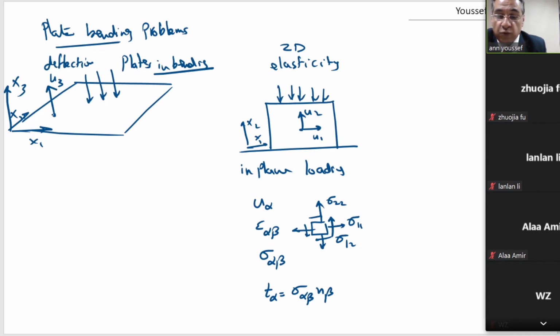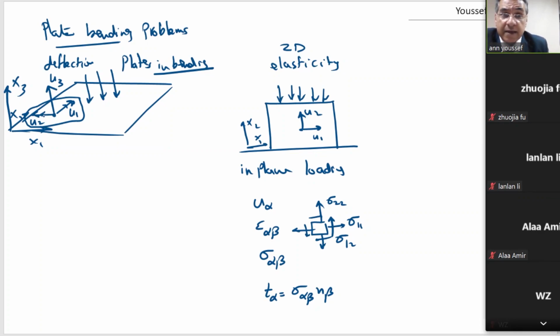We still have two rotations. Rotation in this direction and rotation in this direction. This rotation, we give it U1, and this rotation is given to U2. And these are the positive directions in the theory of elasticity. Okay, this is very important. U1 in the direction of x2, and U2 in the negative direction of x1. These directions came from the theory of elasticity.